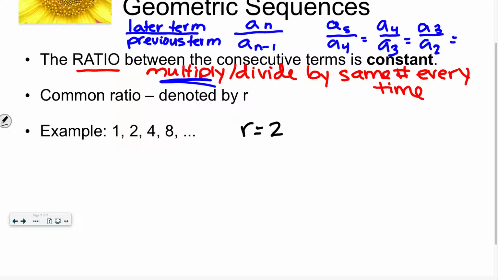You can see that this one's easy. 1 times 2 is 2. 2 times 2 is 4. 4 times 2 is 8. Okay. You're also looking at it as the later term, 8, divided by the previous term. So 8 divided by 4 is 2. 4 divided by 2 is 2. 2 divided by 1 is 2. They're all equal to 2, right?